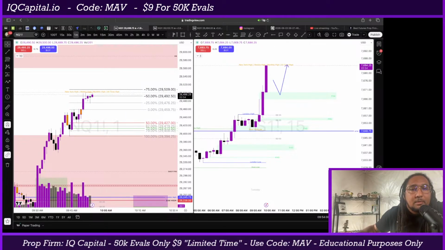So let's see. There's kind of a battle going on there between buyers and sellers. Right now, ES looks like the stronger of the two. I was hoping for a pullback into that 15-minute gap, but right now it looks like a breakaway gap.